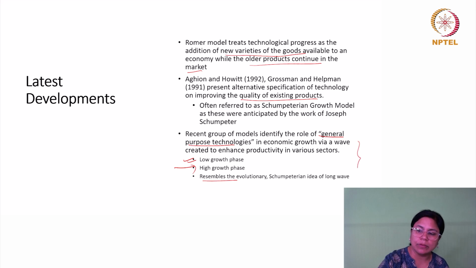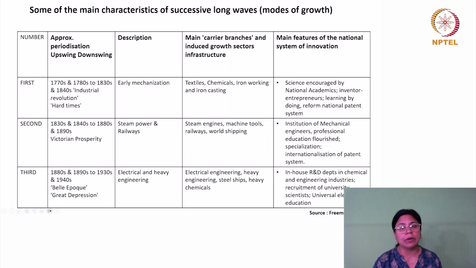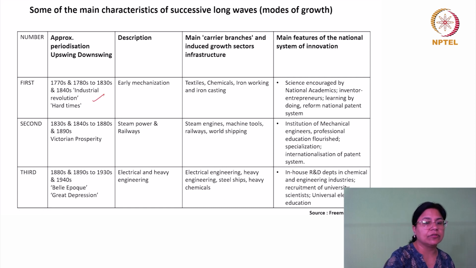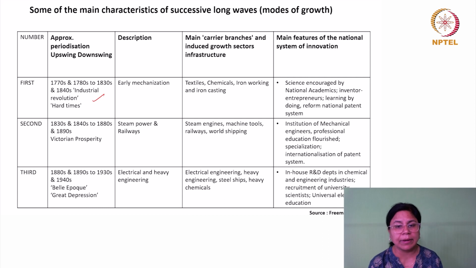Now these long waves have been witnessed in history, and we can look at some of them. This comes from the work of Professor Freeman, who talks about at least five such waves. The first wave is essentially from 1770 and 1780 to 1830, the industrial revolution, a very hard time, when mechanization is happening, and textile, chemical, iron working, and iron casting were the main sectors in which this kind of wave was being seen. The major features of the NIS at that point of time were that science was encouraged by national academies, inventor entrepreneurship, learning by doing, and also the reforms in the patent system.